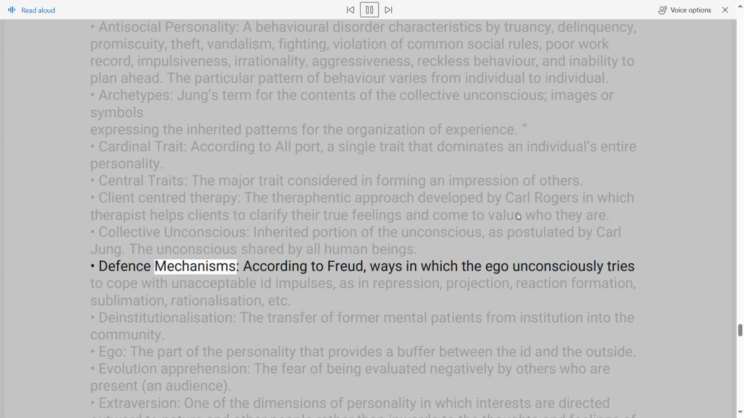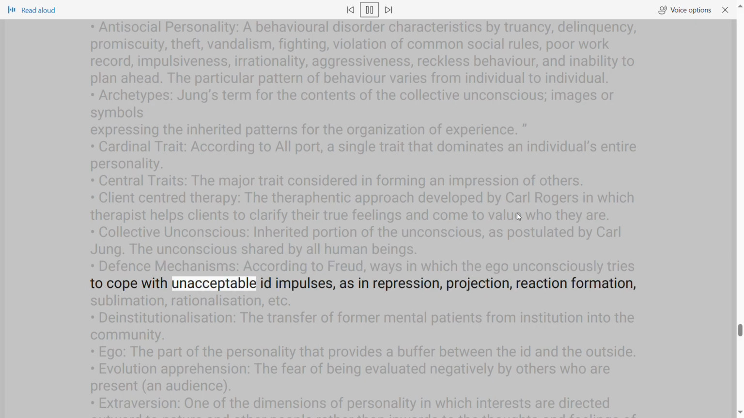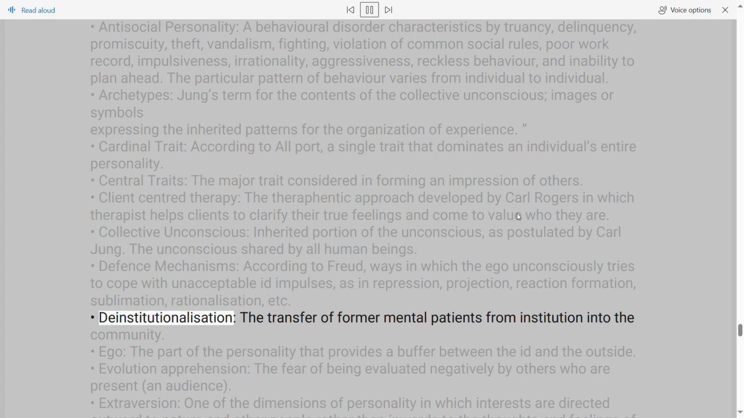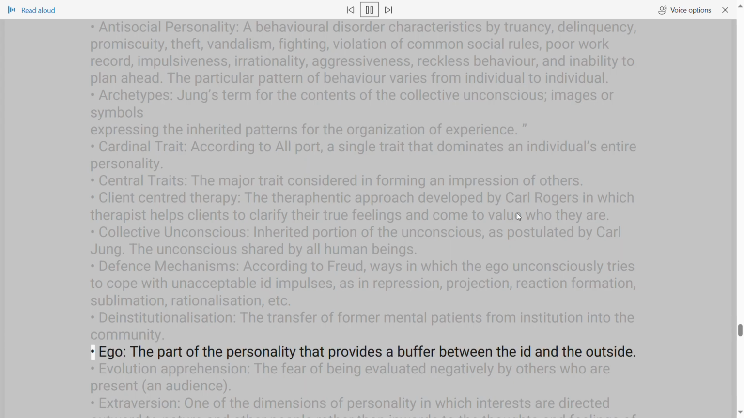Defense mechanisms, according to Freud, ways in which the ego unconsciously tries to cope with unacceptable id impulses, as in repression, projection, reaction formation, sublimation, rationalization, etc. Deinstitutionalization, the transfer of former mental patients from institutions into the community. Ego, the part of the personality that provides a buffer between the id and the outside.